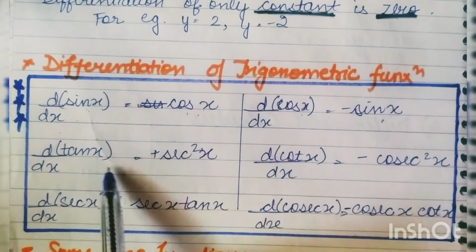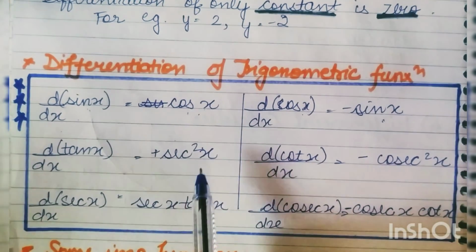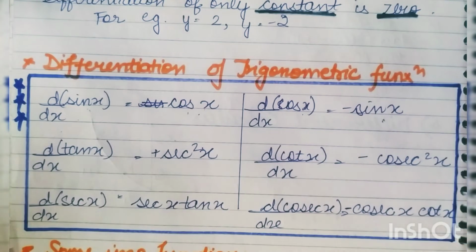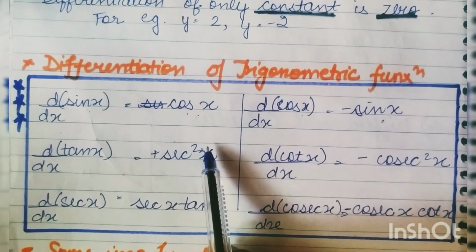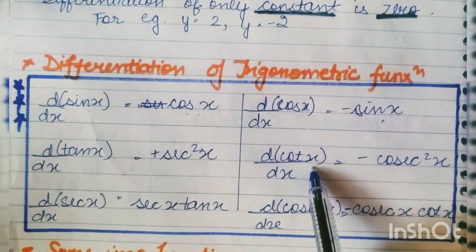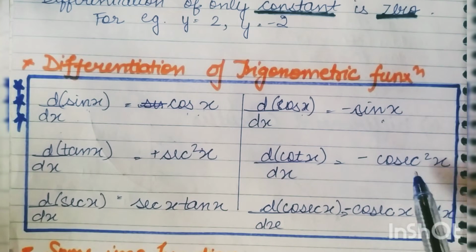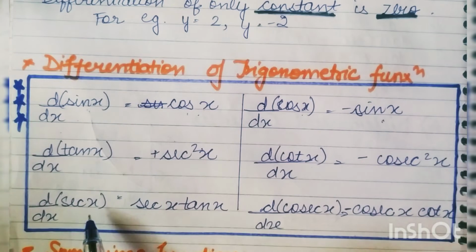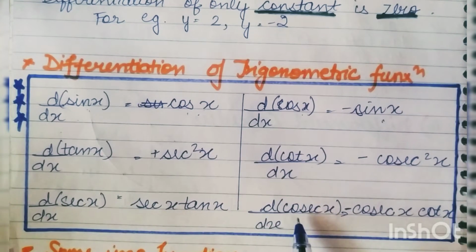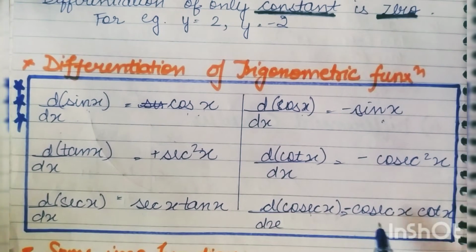Differentiation of tan x is plus sec square x, not minus. Remember the sign also, sec square x. And differentiation of cot x is minus cosec square x. Differentiation of sec x is sec x into tan x. And differentiation of cosec x is minus cosec x cot x.